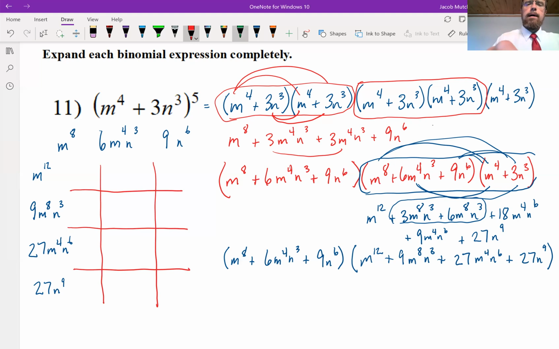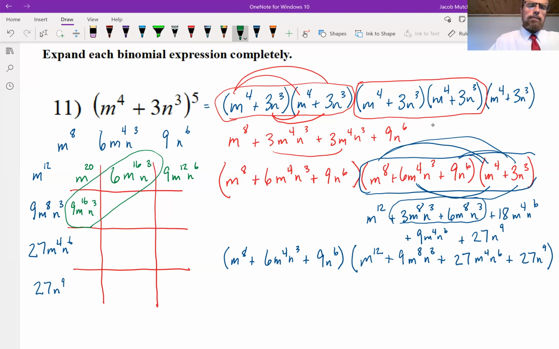So again, I'm going to multiply now by row and column. So m to the 12th times m to the 8th, I add those powers, m to the power of 20. M to the 12th times 6m to the 4th n cubed is going to be 6m to the power of 16 n cubed, 9m to the 12th n to the power of 6. Now in my second row here, it's going to be 9m, I add my 8s to the power of 16 n cubed. And even in this arrangement, I do have like terms along the diagonal.